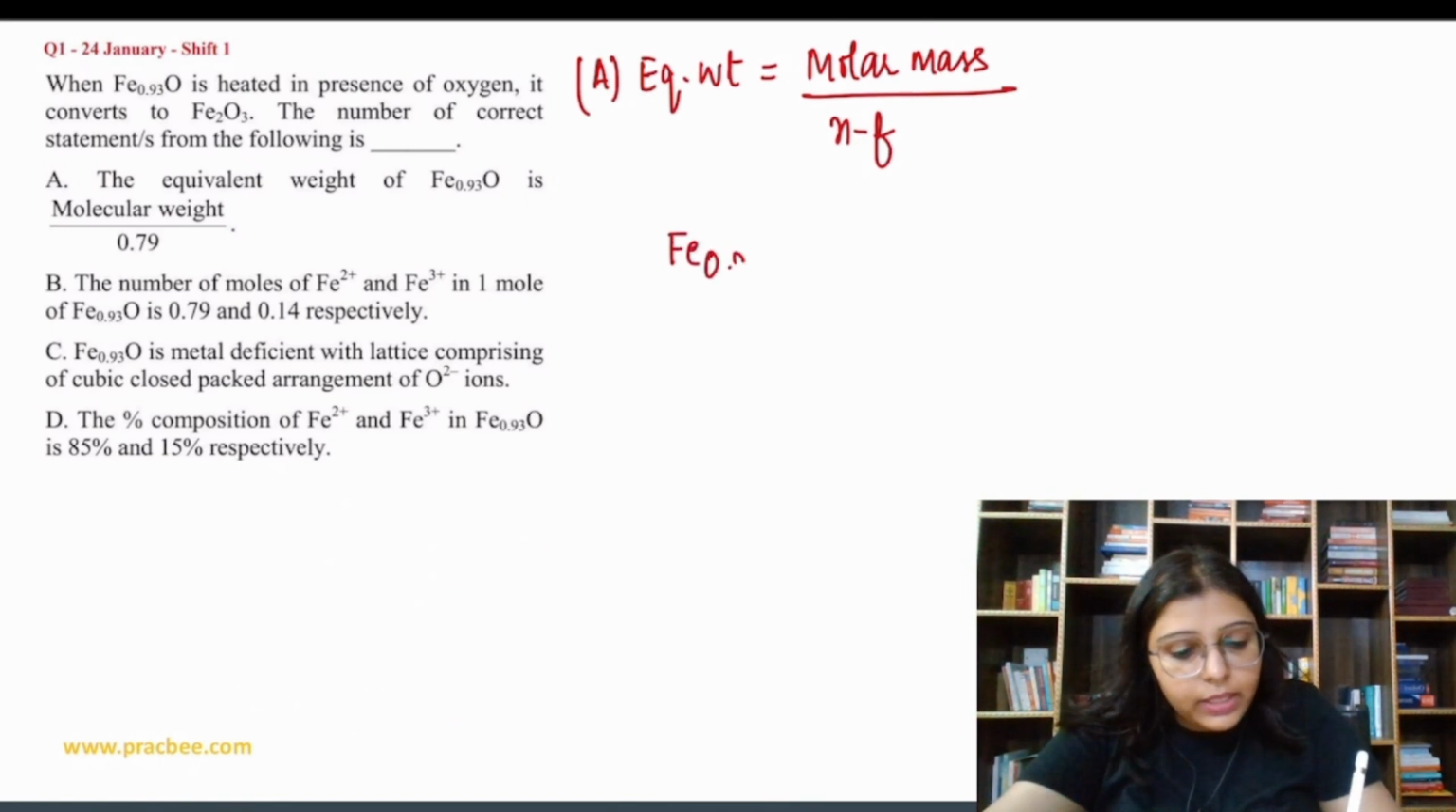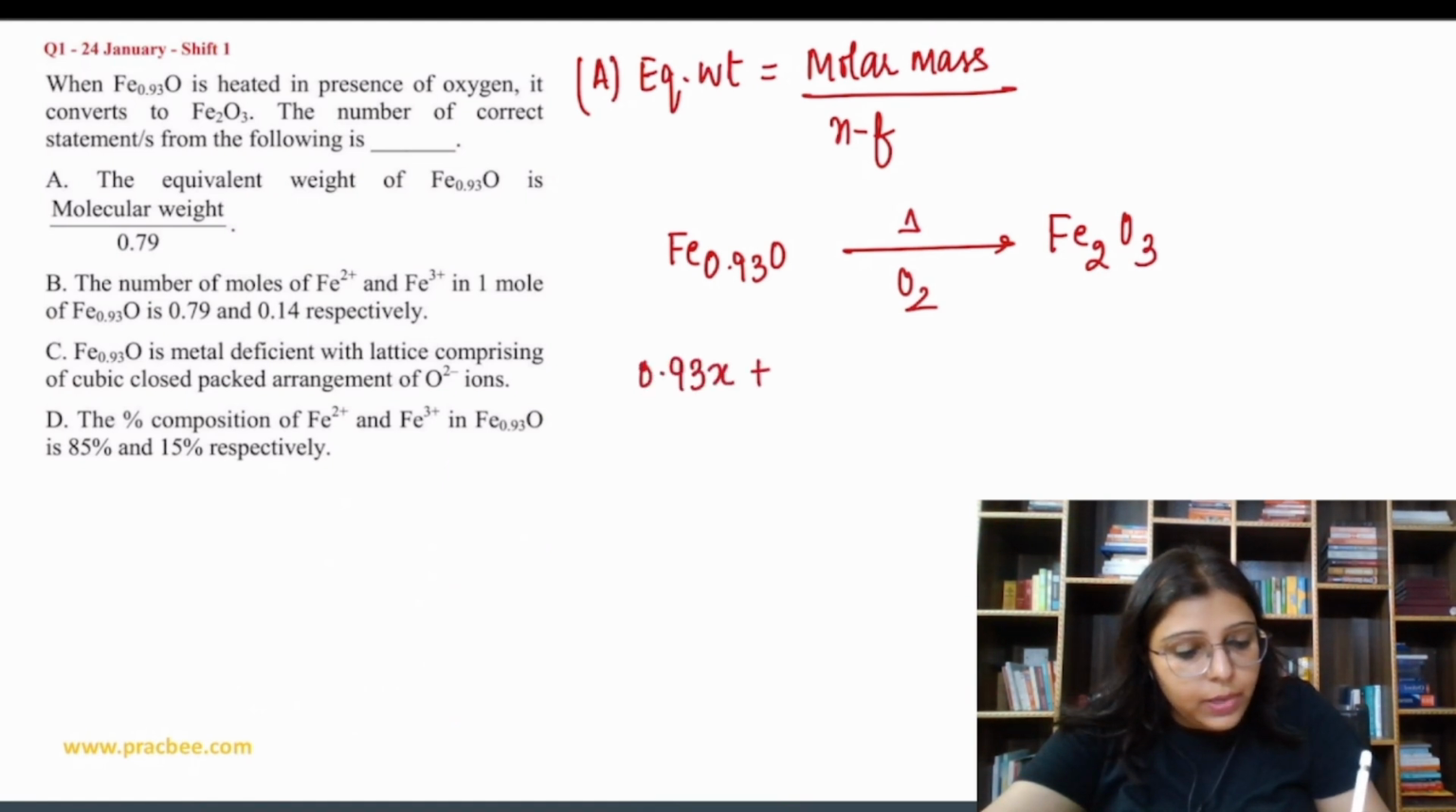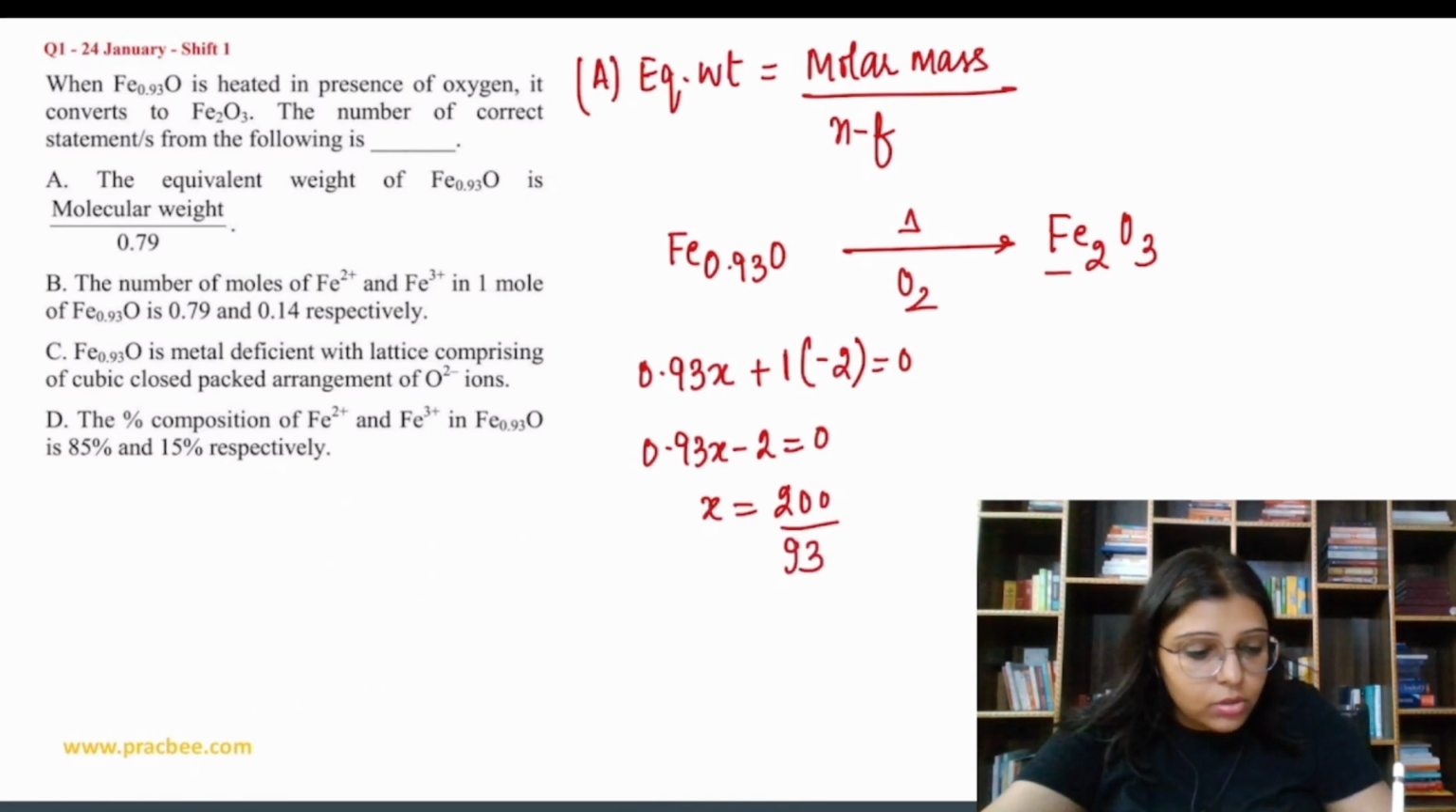So we have Fe0.93O, it is heated in presence of oxygen and converted to Fe2O3. Here we write the oxidation state of iron as x, so 0.93x plus 1 atom of oxygen, and the oxidation state of oxygen is -2, that is equal to 0 because the charge on the compound is 0. So we have 0.93x minus 2 is equal to 0. On solving, we get x is equal to 200 upon 93. Similarly, if we find the oxidation state of iron in Fe2O3, x comes out to be +3.